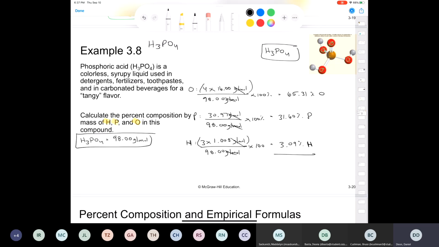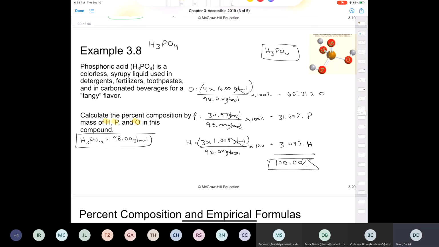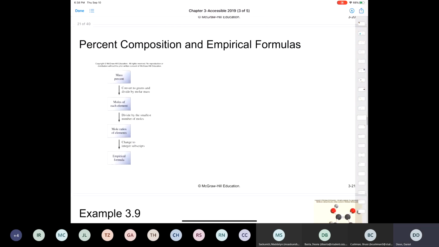If you want to check your math, all you have to do is tally up those 3 numbers. So if we take 65.31 plus 31.6 plus 3.09, we end up with 100.00%. There we go. Again, you can see how I could pick literally any molecule on the face of the planet and just say, hey, give me the percent. I could give you glucose and ask, what's the percent composition of carbon in glucose? So a good thing to be able to do is calculate percent composition.